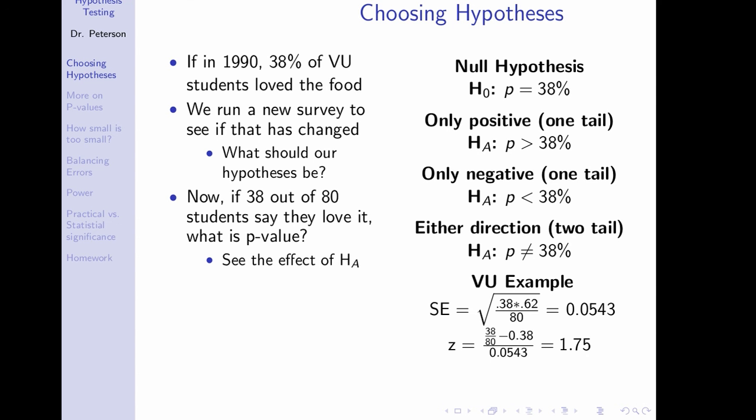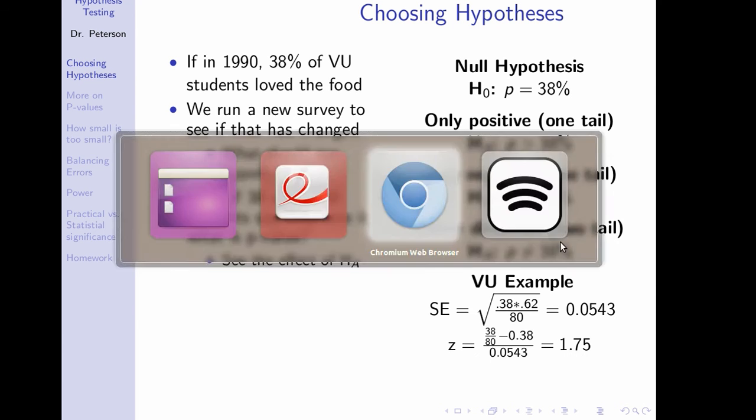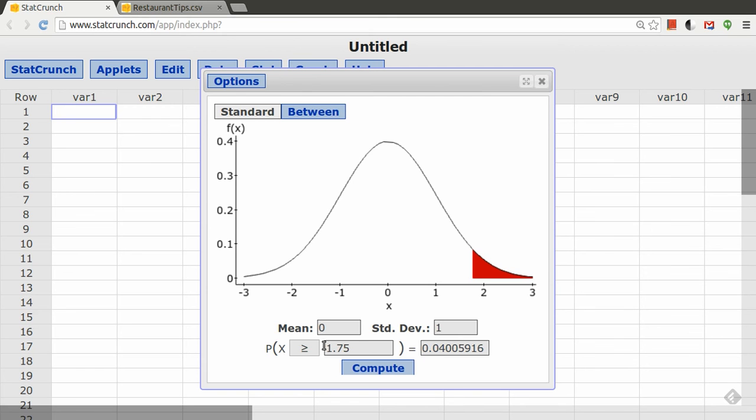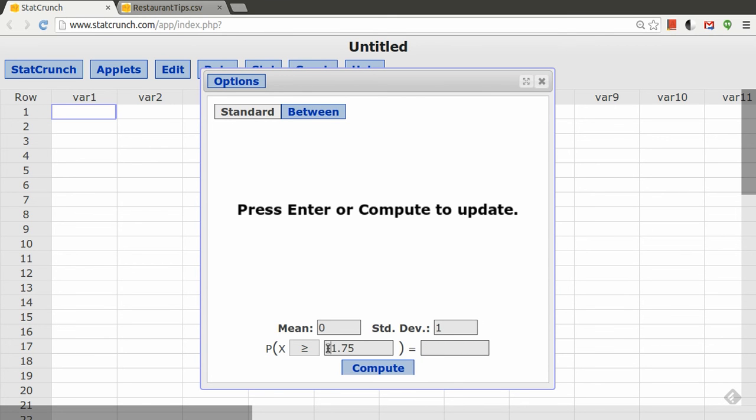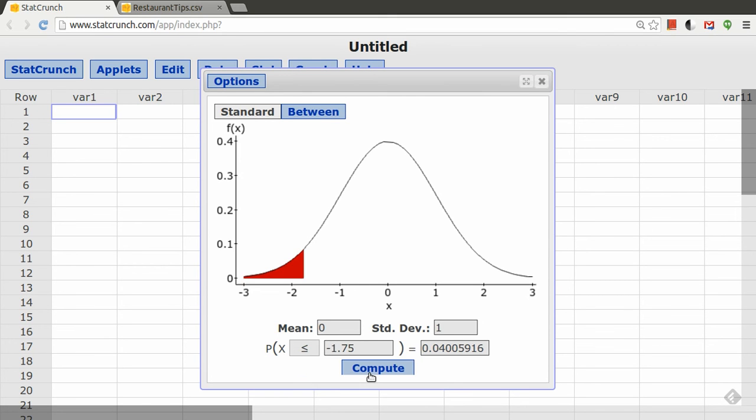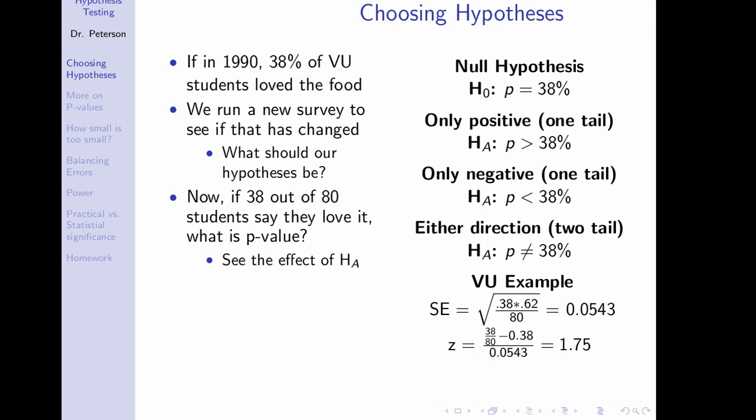However, if we have an either-direction tail, remember that we need to double this value so we can take into account the area that is less than negative 1.75. Now we're up to about 0.08, so 8% of the time, and we may no longer think that that's significant.